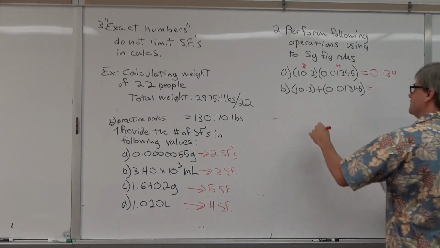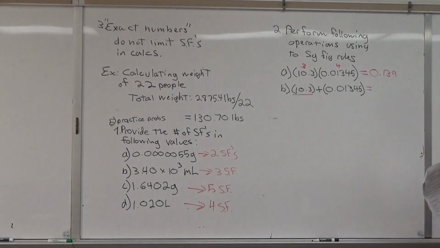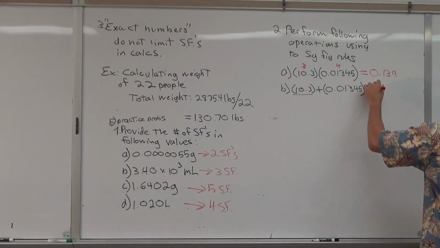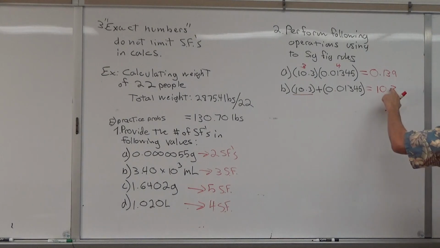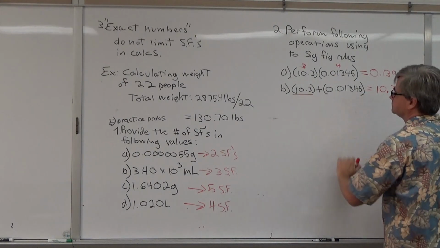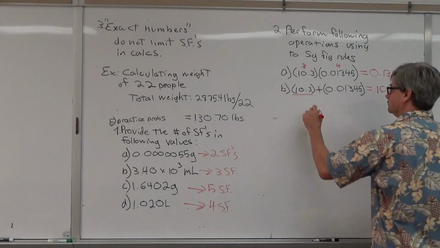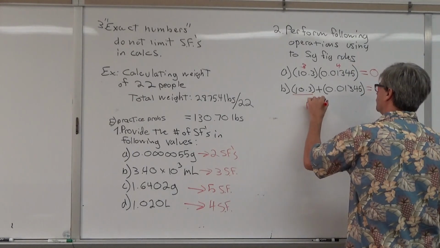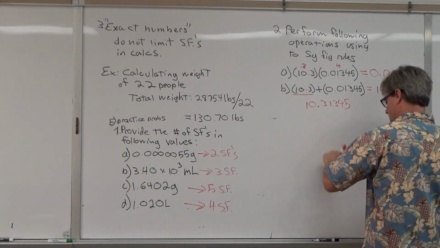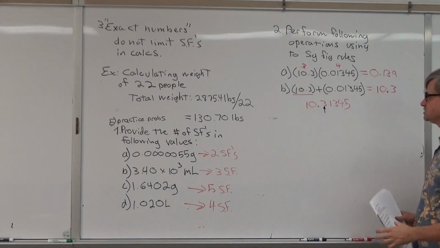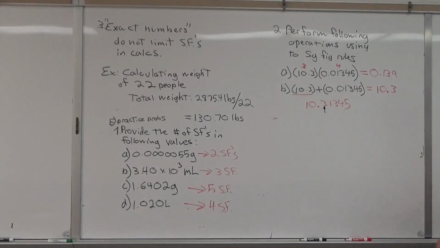And in this one, it's guided by which one has the least number of digits to the right of the decimal place, and that is going to be this guy. There's only one digit to the right of the decimal place, so our answer can only have that. And so notice, our answer is 10.3. Had you added that directly, this is going to be 10.31345. According to significant figures, you need to round to the nearest tenths digit, rounds down, number stays unchanged.